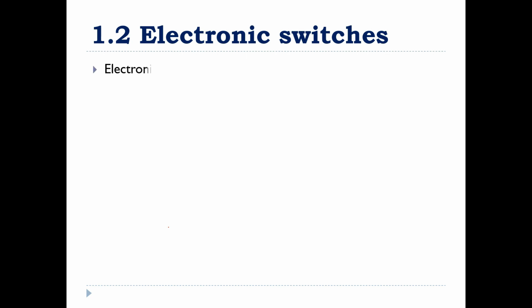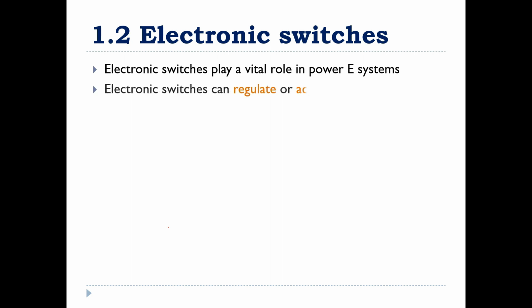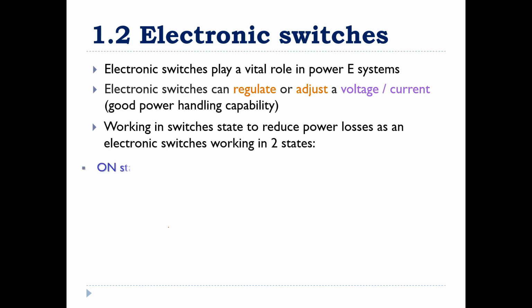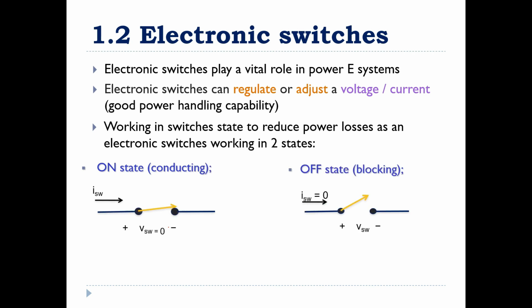Electronic switches play a vital role in power electronic systems. They represent the heart of power electronic systems. But why do we use switches? We use switches because of their power handling capability. They can regulate voltage or current even in high power applications. Besides, we work in switching states to reduce power losses, as electronic switches work in two states only: the on state or conducting, and the off state or blocking.